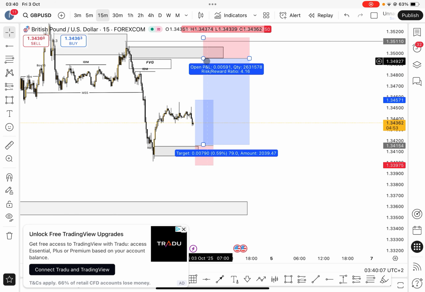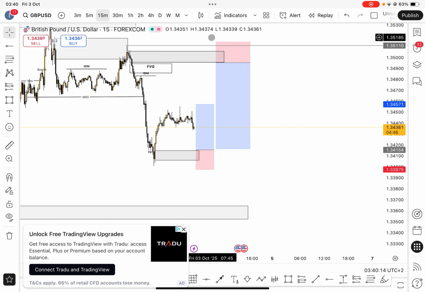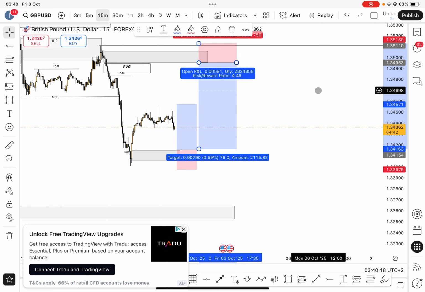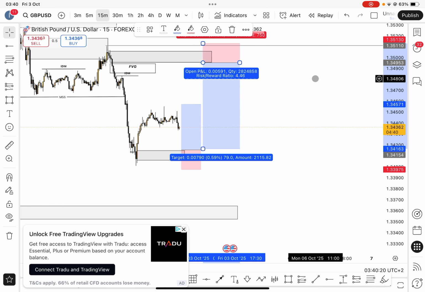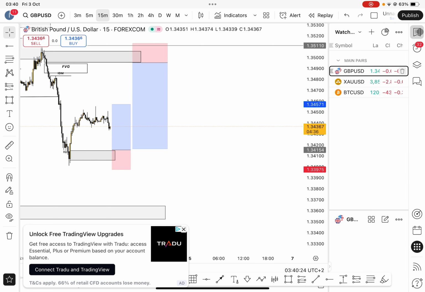So if you want to catch this buy, be careful. And if you want to catch this sell, also wait for confirmation. Please always wait for confirmation. Don't jump into trade blindly. Always wait for confirmation.